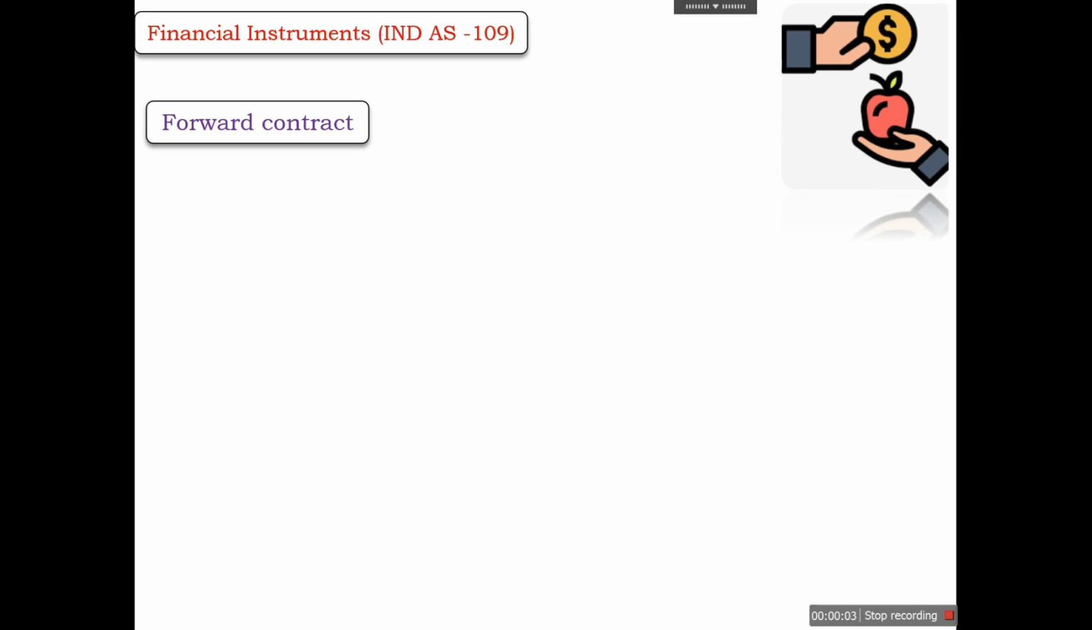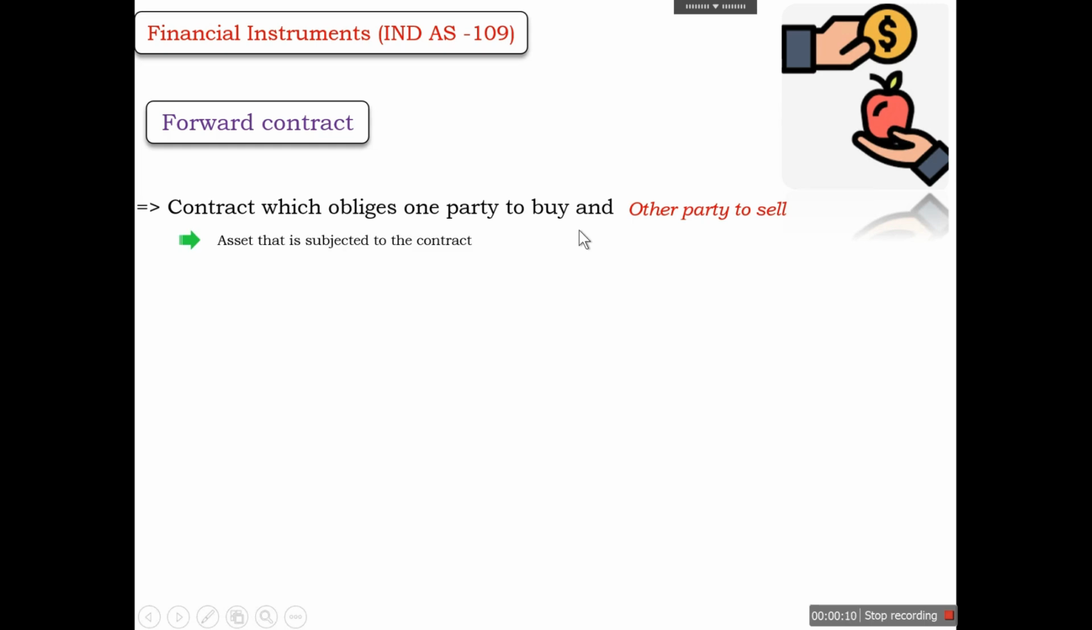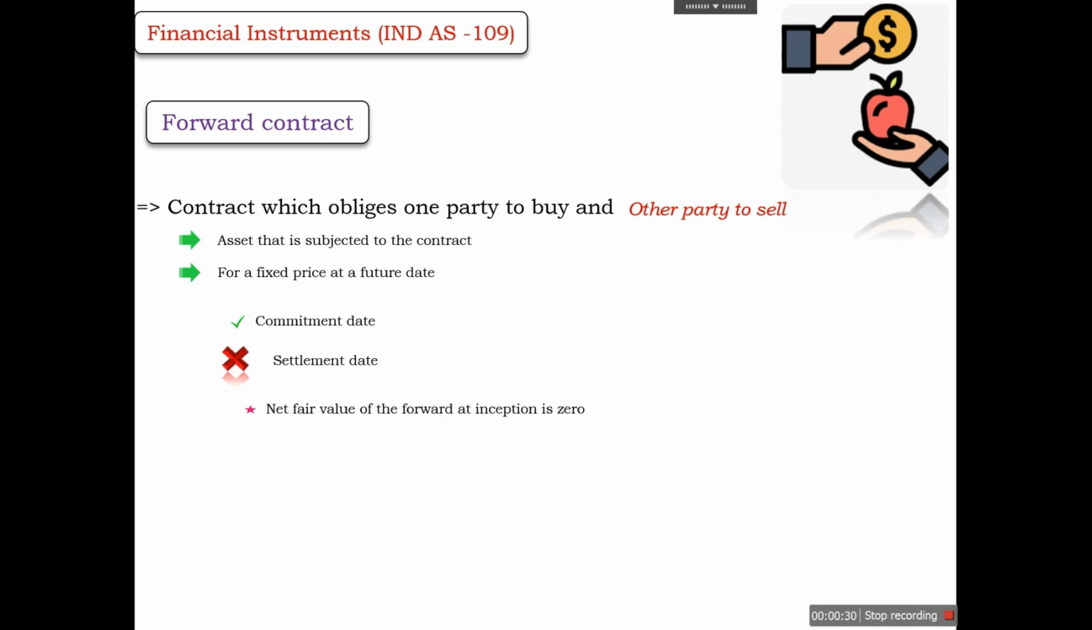A forward contract is a contract which obliges one party to buy and the other party to sell the asset that is the subject of the contract, for a fixed price at a future date. So there is a commitment date for the transaction, and accounting is to be done on the commitment date, not on the date of settlement. Normally, the value of the forward contract is zero at the time of inception, so there is no recognition at inception if the net fair value of the contract is zero. But if the net fair value of the forward contract at inception is not zero, then we need to recognize it at inception.